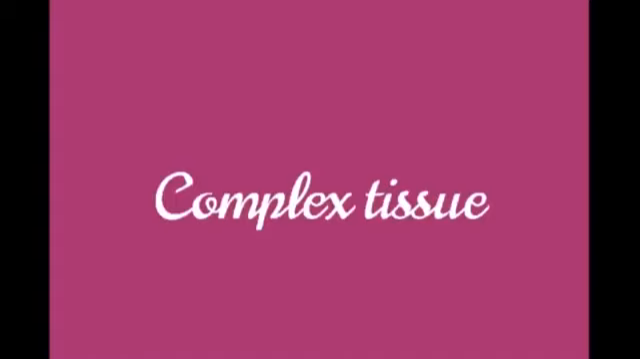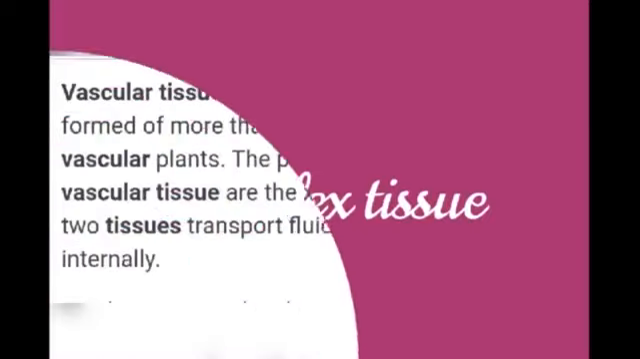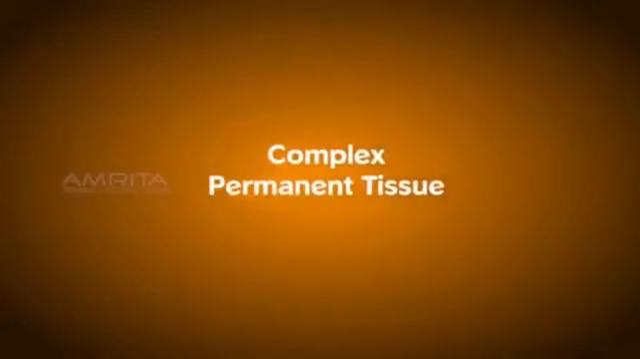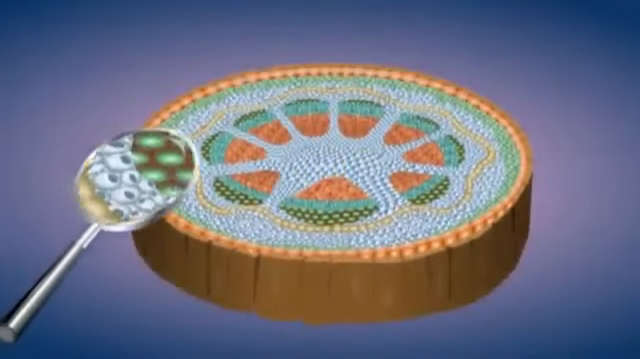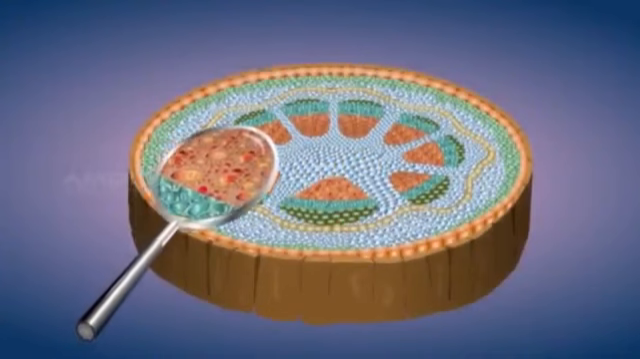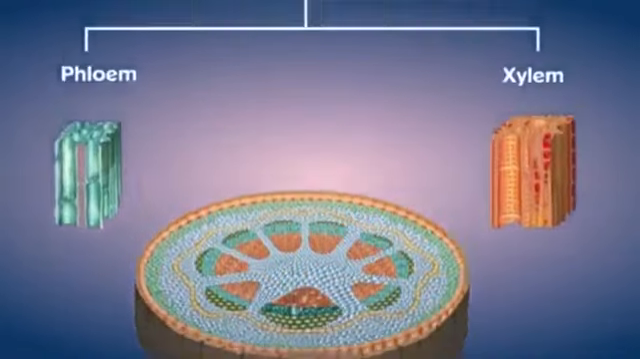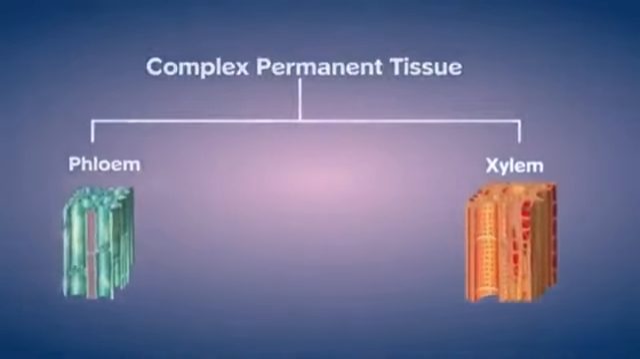The next type is permanent complex tissues. The complex tissue here consists of two or more dissimilar types of cells. They are not of the same type, but different kinds of cells unite themselves. For example, phloem and the xylem.